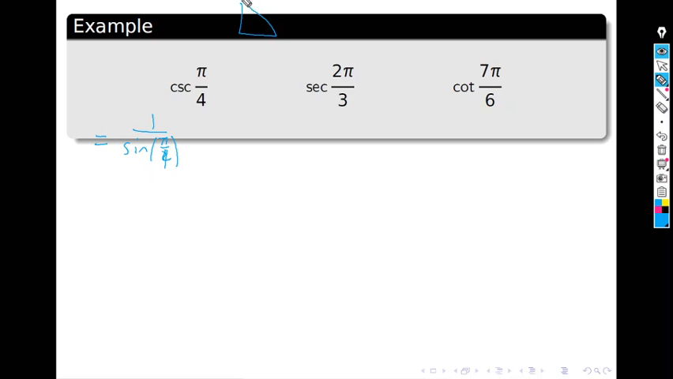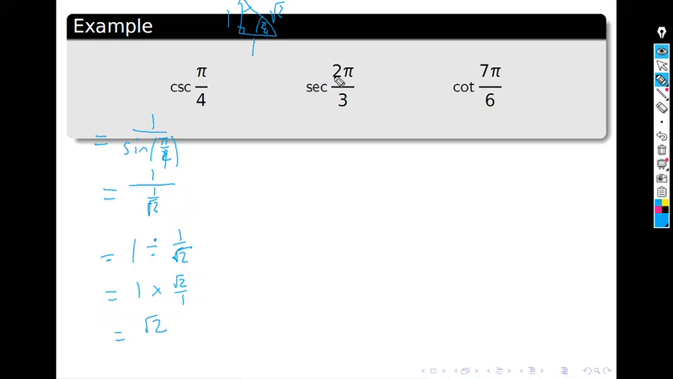Remember that we can use our special triangles. One of them is this, 1, 1, root 2, and pi on 4 is 45 degrees in each corner except for that one. So sine of pi on 4 is 1 on root 2. So we've got 1 on 1 on root 2. An easy way to deal with this is that's the same as 1 divided by 1 on root 2, agreed? And then we just do our stay, change, flip. So 1 times root 2 on 1. So this is just root 2. So cosec of pi on 4 is root 2.